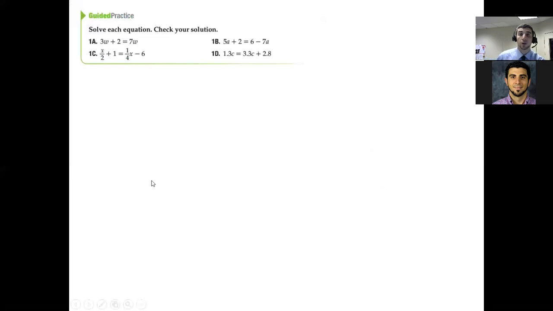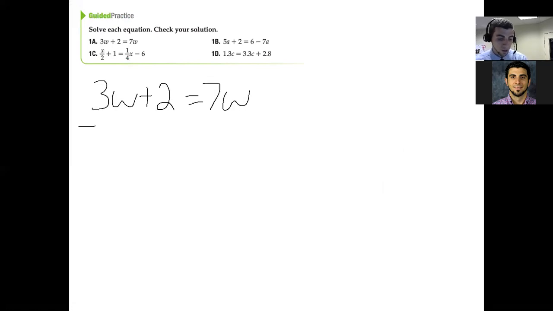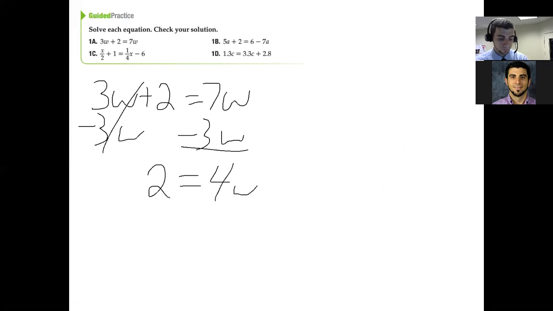All right, here's a couple for you to try. Go ahead and pause the video, hit play when you're ready to check your answer. Okay, we're back. So I'm going to quickly go through these. So the first one, just copy it down here. You'd want to subtract 3w from both sides, and you would have 2 equals 4w.